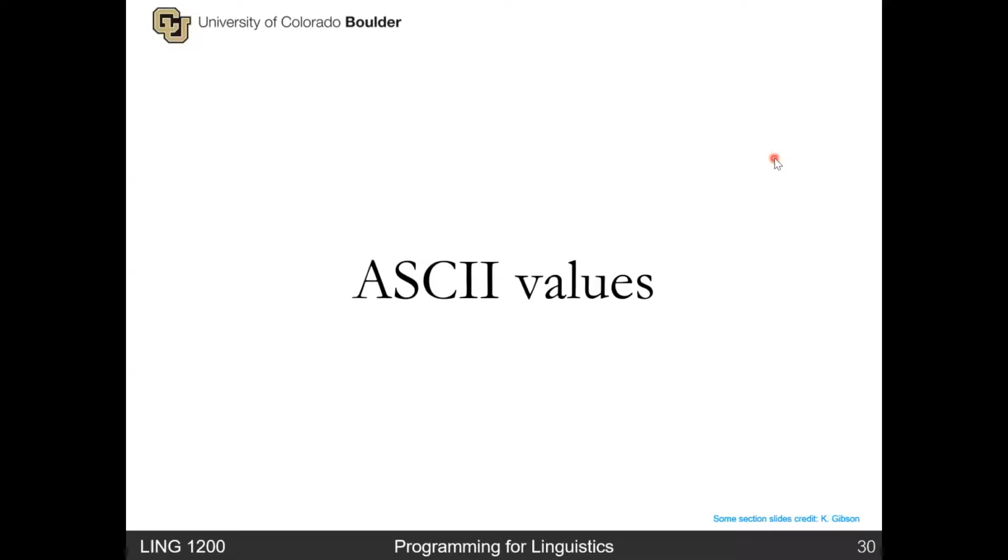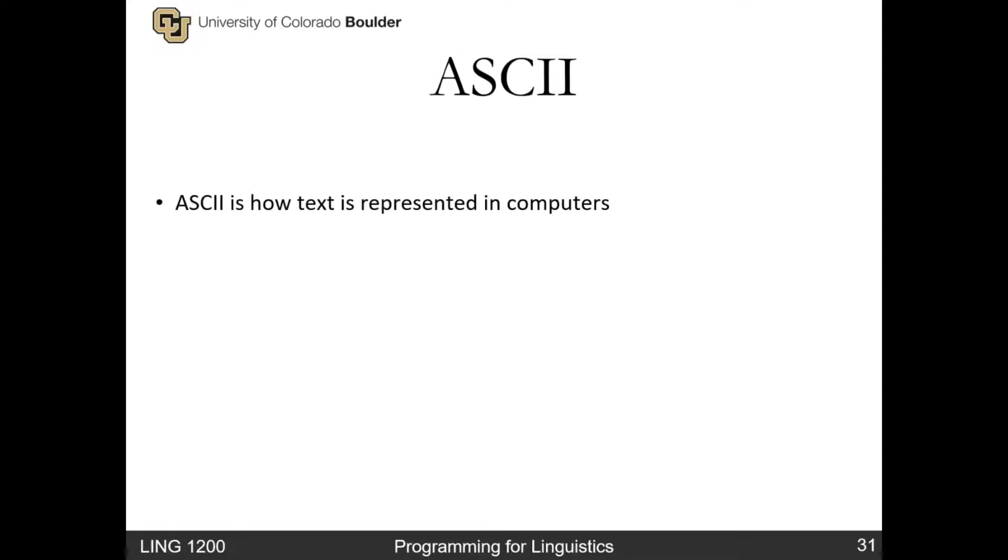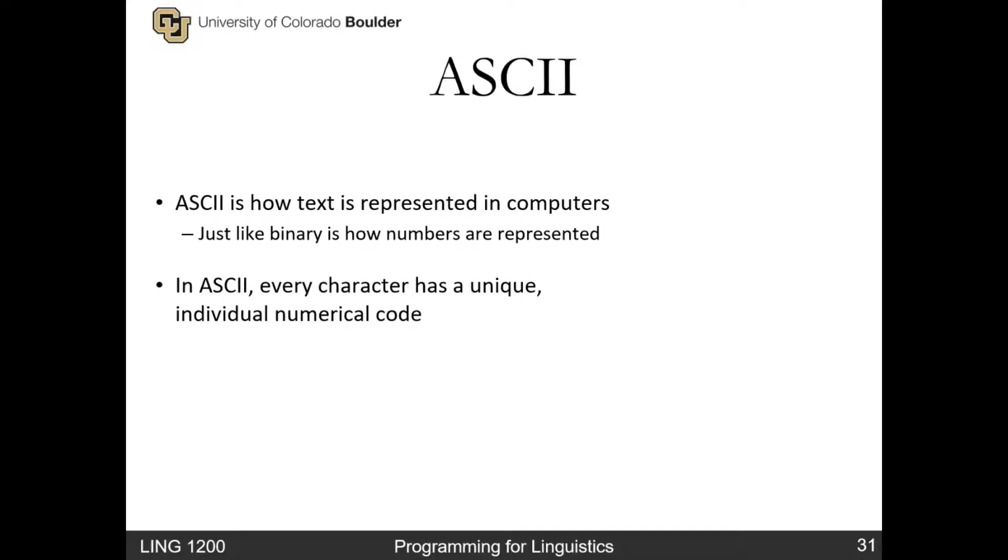All right, when you're using programming to work with languages, it's natural that you're going to be working with a lot of strings. So let's take a closer look at how Python, and computers in general, handle strings behind the scenes. ASCII values are how text is represented in computers. It's analogous to how binary represents numbers, and of course, eventually it's all represented as binary numbers for the computer. In fact, ASCII uses binary numbers and gives every character in a spelling system, an orthography, a unique individual numerical code. And that's how strings and the elements in a string are represented.